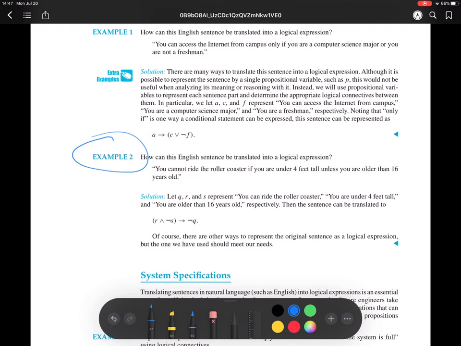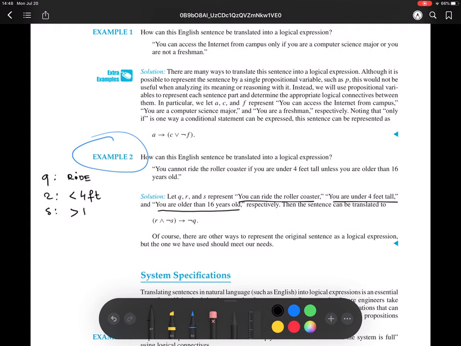So what do we do then? The first thing we do is we say, okay, what we need is propositional variables that represent these statements. Q, R, and S they took here. And they say Q is you can ride the roller coaster, so I'm just going to write ride. Sorry for writing, I sometimes abbreviate things. Then that is Q. R is under 4 feet, so less than 4 feet. And then S is the statement, you're older than 16 years. So S is bigger than 16 years.